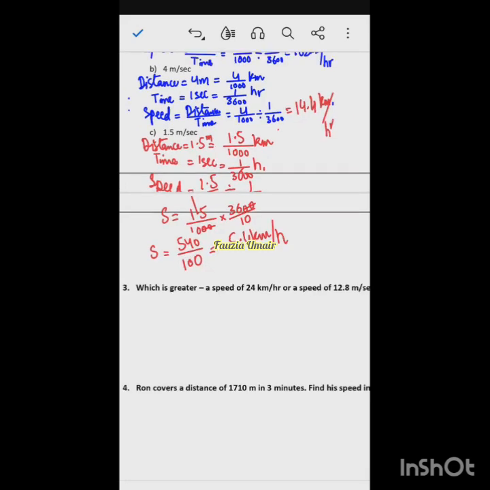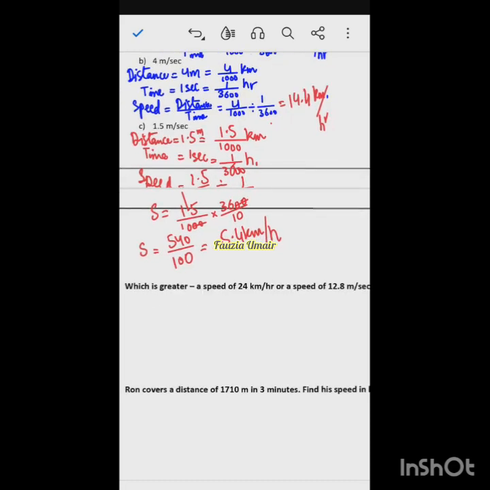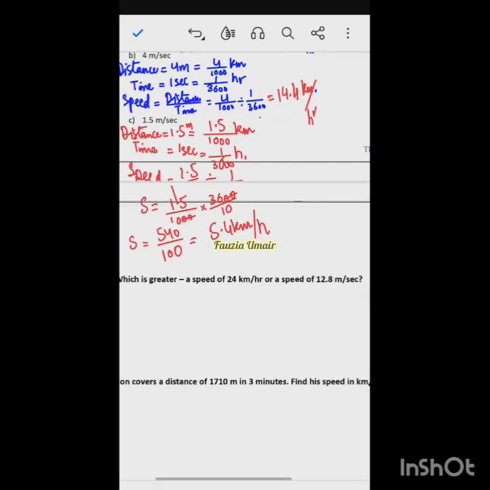So now look at this. This is the variety we can have with the conversion. Conversions can be used for comparison. Which is greater, a speed of 24 kilometer per hour or 128 meter per second? So what do you say? What do you think? Take a guess maybe.